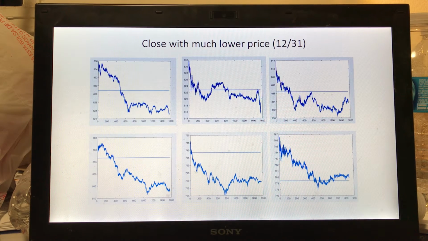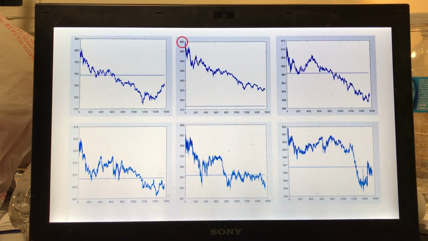So during the 31 cases, there are 12 cases that the stock ended up closing with a much lower price. You can see that the stock keeps going down and closing at a much lower price, and most of them even lower than the previous day's closing price. And these are the 12 cases that the stock closes at a much lower price.